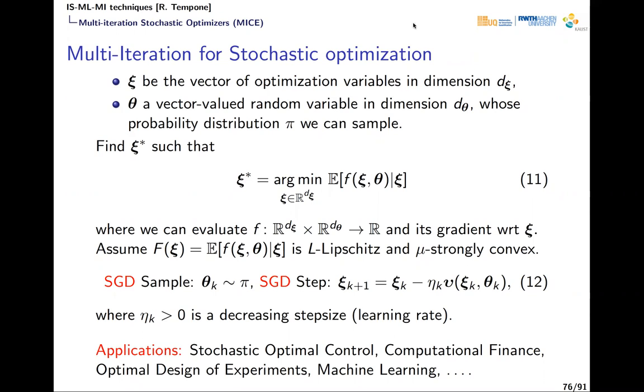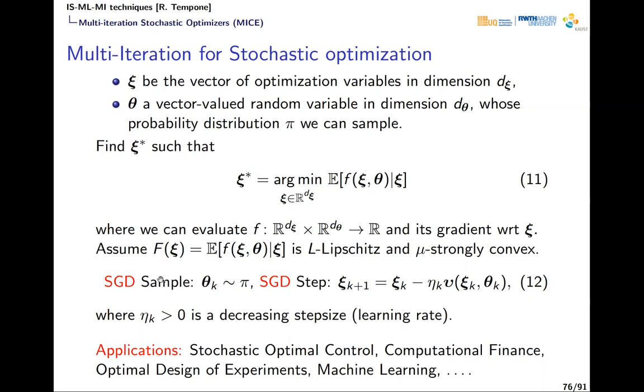And here's the setup. We want to minimize a function capital F, a function of psi, which is our decision variable. And this F is not given explicitly, but it is given through an expectation of some little f that we have access to. This little f actually depends on a random variable theta that we are able to sample. This capital F is assumed to be L-Lipschitz and mu-strongly convex, right? So uniqueness of the minimum is not discussed here.